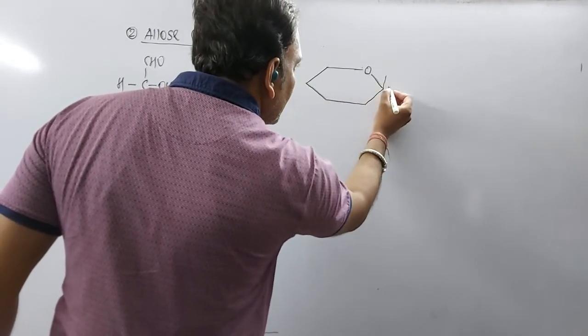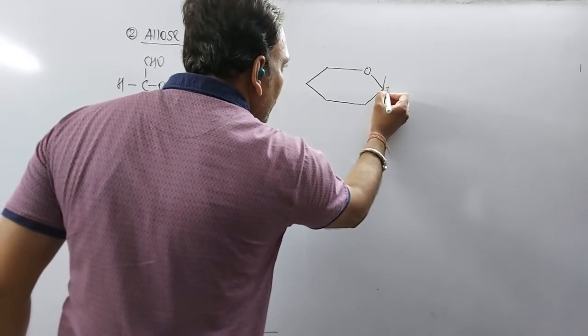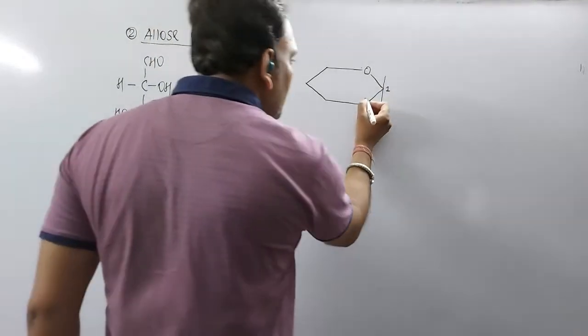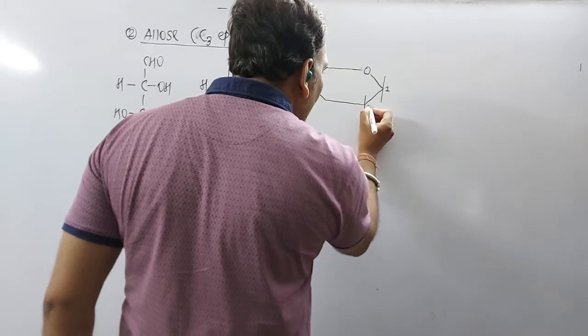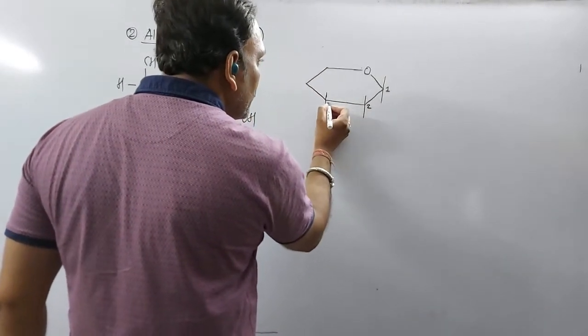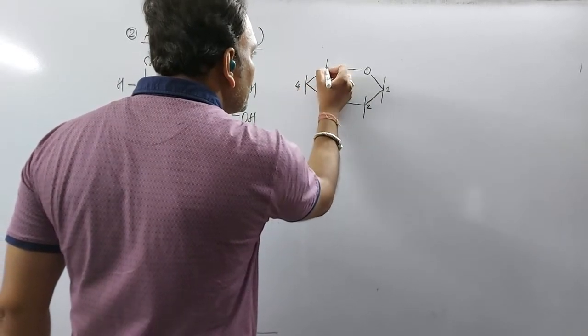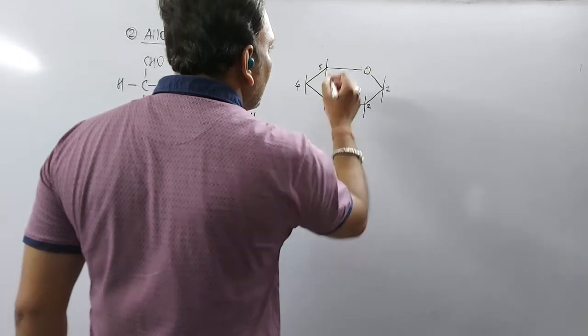And the carbon which is connected to the oxygen happens to be the anomeric carbon, and the anomeric carbon happens to be the first carbon in case of allose also. This happens to be second, and remember second, and this is third. Third carbon is very crucial in this very case, and this is the fifth one.